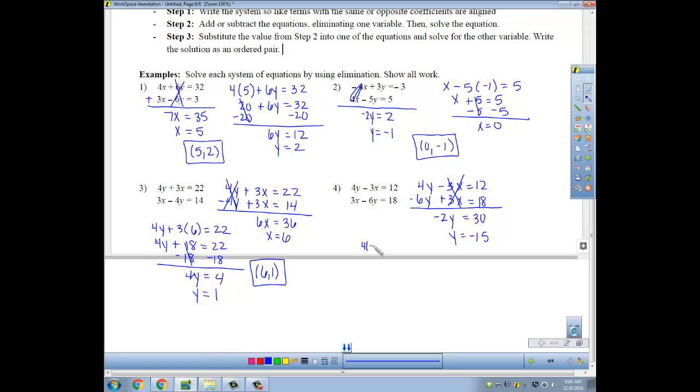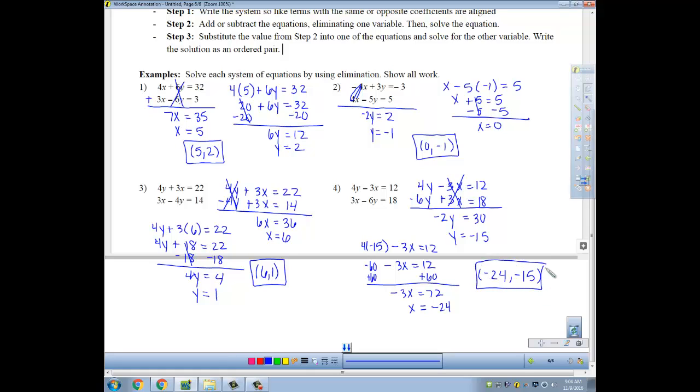4 times my y, which is negative 15, minus 3x equals 12. 4 times negative 15 is positive 60. No, sorry, negative 60. Minus 3x equals 12. I'm going to add 60 to the other side to get negative 3x equals 72. When I divide by negative 3, I get negative 24. So your coordinate should be negative 24 and negative 15.